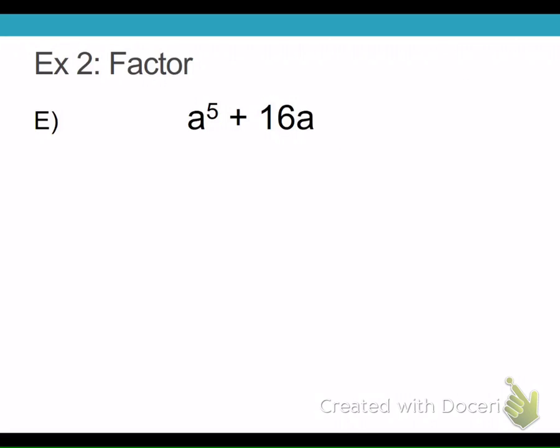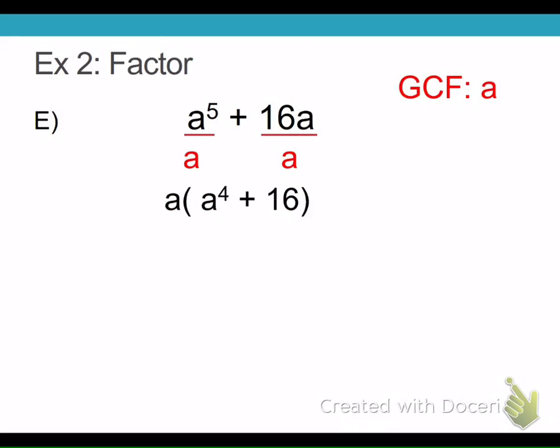All right. Number E. You can't use difference of squares, but you can use a GCF. What's the GCF? A. It's a real easy one. So factor out an A. And then what's left in parentheses? 15 A to the 4th.